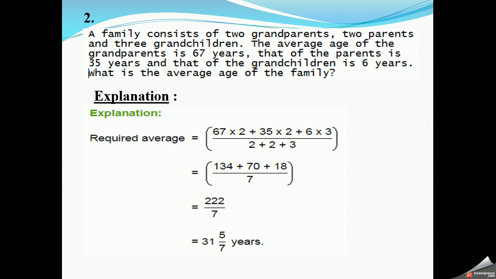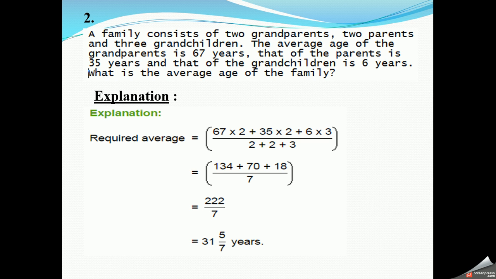Next problem: a family consists of 2 grandparents, 2 parents and 3 grandchildren. The average age of the grandparents is 67 years, that of the parents is 35 years and that of the grandchildren is 6 years. What is the average age of the family? Here there are 2 grandparents and their average age is 67 years. Simply use the starting formula, sum of the overall numbers upon the number of items given.